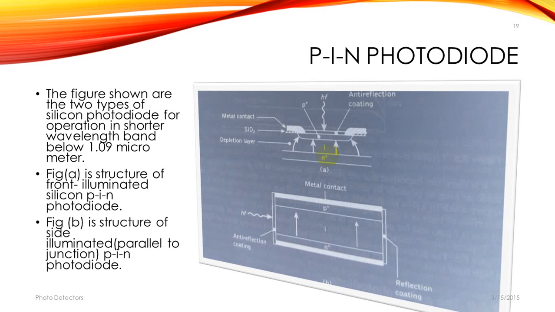Dark current arises from the surface leakage current as well as the generation recombination currents in the depletion region in the absence of illumination. Figure B is the structure of a side illuminated, parallel to the junction, PIN photodiode. This is figure B. The side illuminated structure, figure B, where light is injected parallel to the junction plane, exhibits a large absorption width, 500 micrometer, and hence is particularly sensitive at wavelengths close to the band gap limit, 1.09 micrometer, where the absorption coefficient is relatively small.